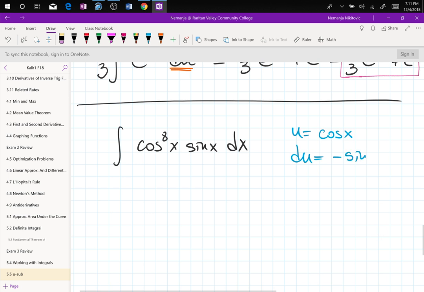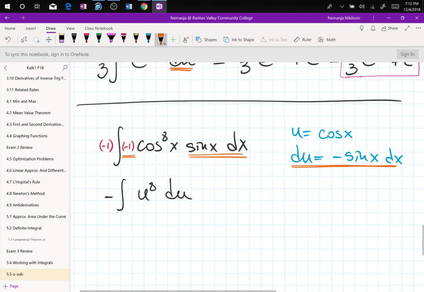Which means we get negative sine x dx. Great. So now, negative integral, cosine x is u, so u to the 8 du. Do we all see it now? Perfect. And what's the integral of u to the 8?